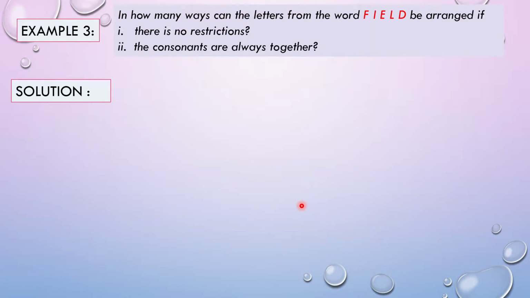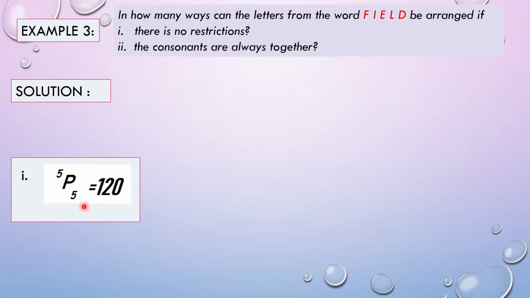Example 3. In how many ways can the letters from the word FILED be arranged if there is no restriction? No restriction, no condition to satisfy. Therefore you can straight away, we are given 5 letters and we arrange all 5, so it is 5P5, or you may also use 5 factorial to find the answer. So 5P5 equals 120.